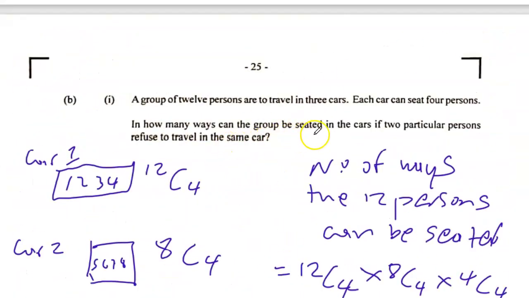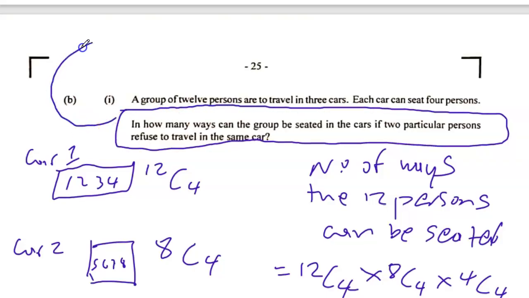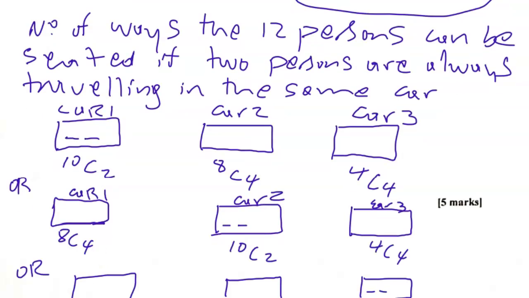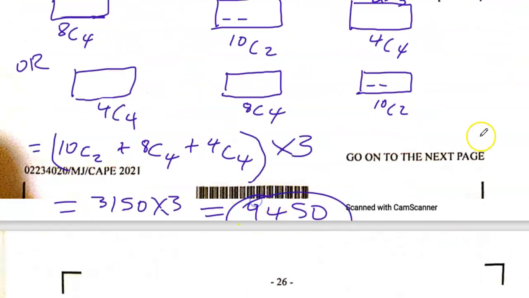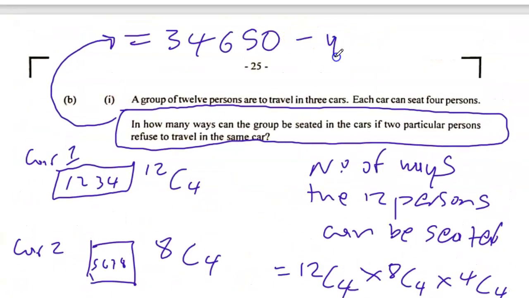So to answer the question, in how many ways can the group be seated if two persons refuse to travel in the same car? This would be equal to the number of ways without any restriction, and we just worked that out to be 34,650. All right, there it is, and this is with no restrictions. And with the restriction, the number of ways would be 9450. So we take the difference, 34,650 minus 9,450, and this should give us 25,200.